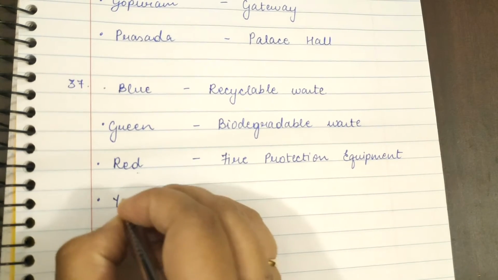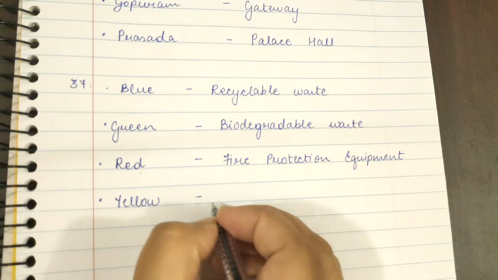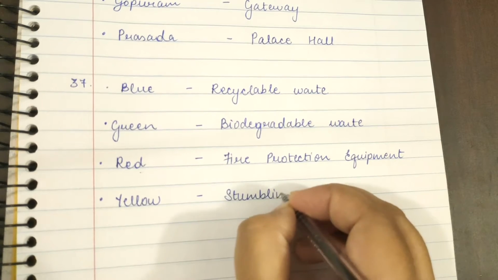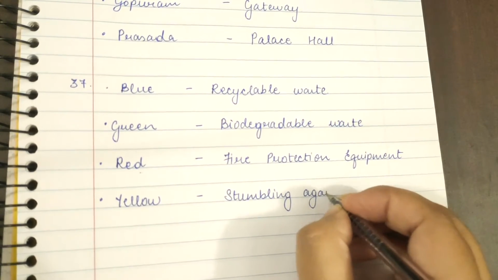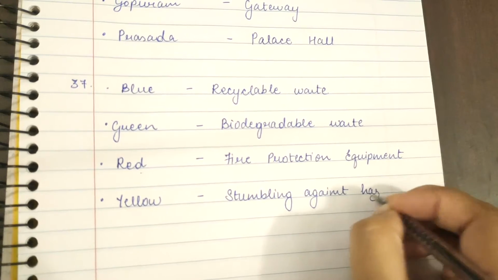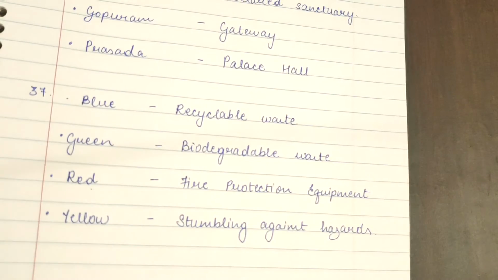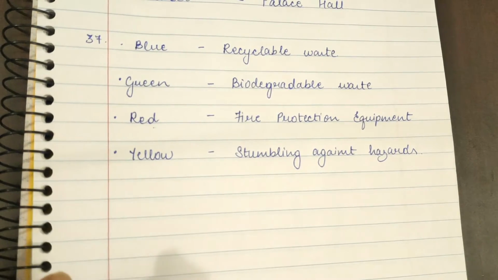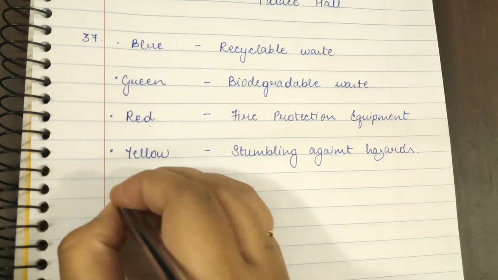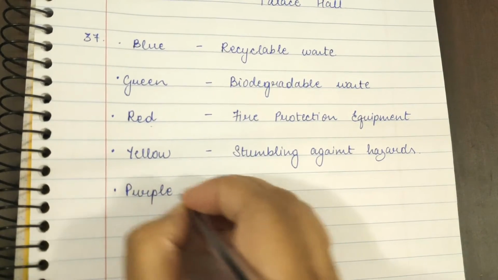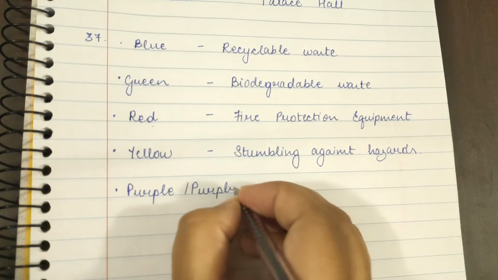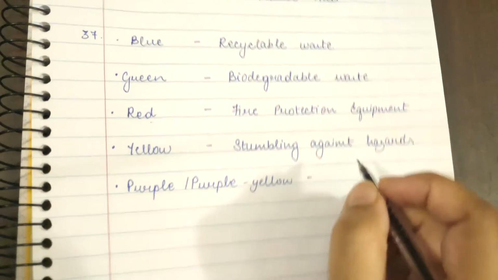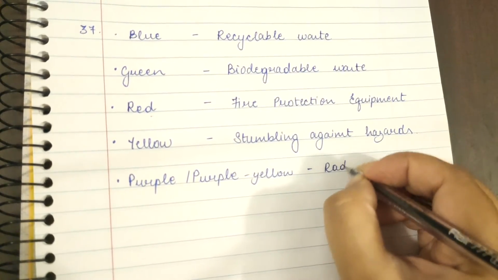Then we have yellow. Yellow is basically stumbling against hazards, like a warning. Whenever there is a warning symbol, you have a symbol in yellow. There is one more usage allotted, and I'll give the color. So purple, or purple yellow, stands for radiation hazards or radioactive waste.